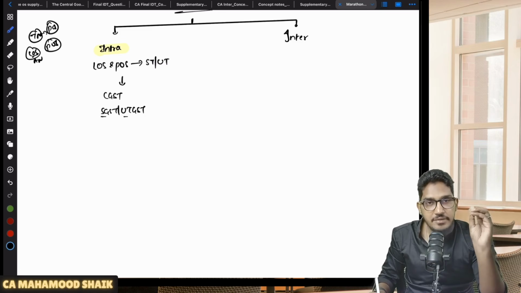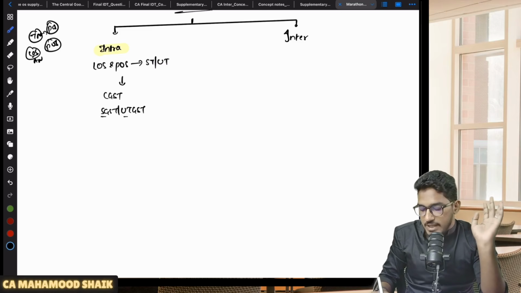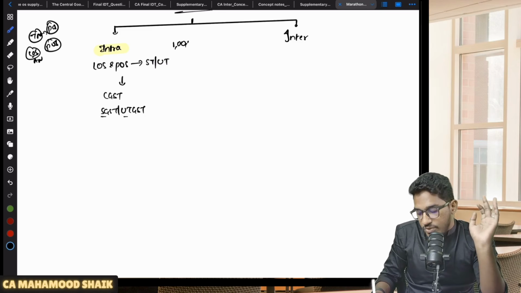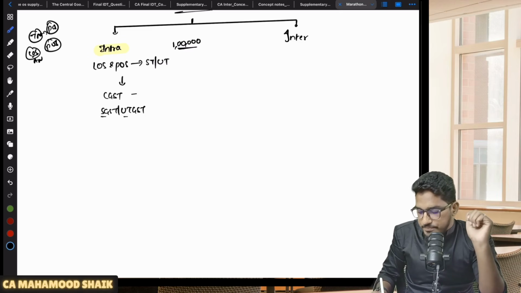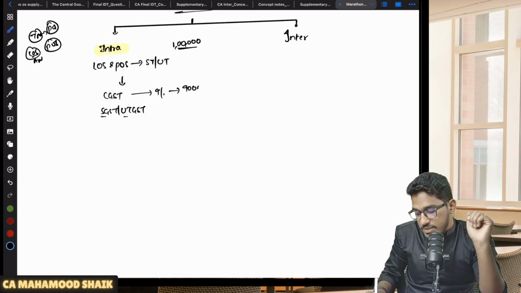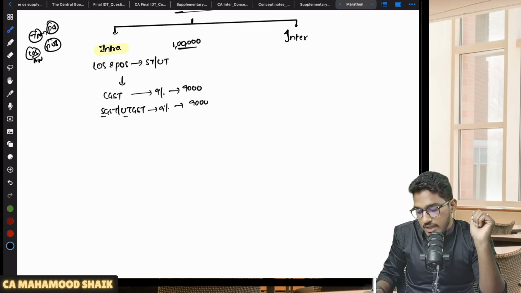So whenever an activity has been classified as intrastate supply, both the central government and state government will have the power to impose GST. Let us say a transaction has taken place for 1 lakh rupees and it is an intrastate supply, and the applicable rate of GST is 9%. The central government will impose GST at 9% on it, which will come to 9,000. An equal amount of GST will be imposed by the state government also. Let us say we have Tamil Nadu here. The Tamil Nadu government will also impose the same 9%, which will come to 9,000. So a total of 18,000 rupees of GST will be imposed here.